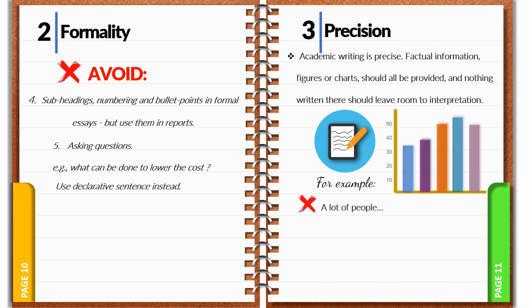For example, do not use a lot of people when you can say 50 million people. Do not use the past when you can say from 1964 to 1997.